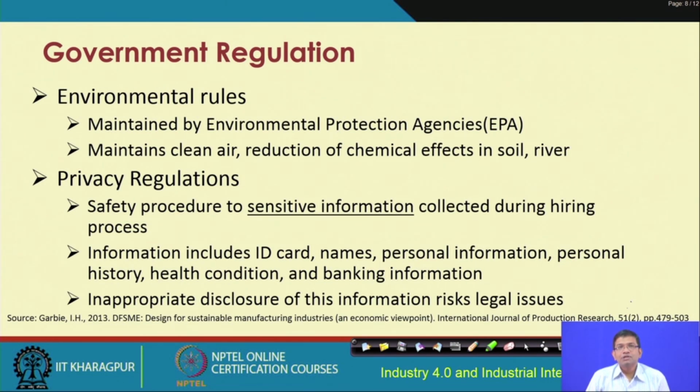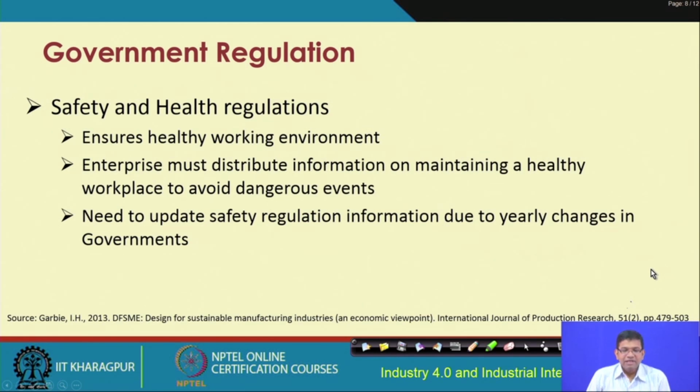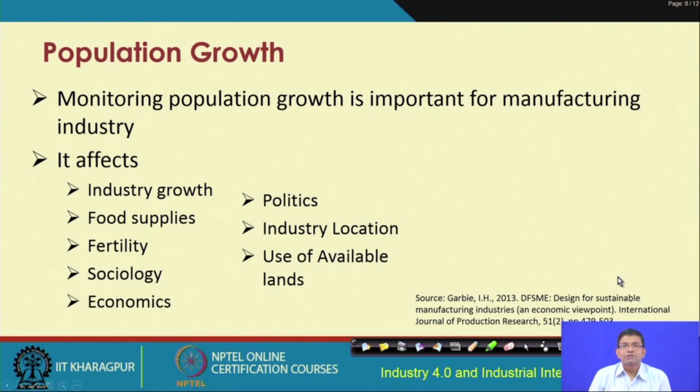Then privacy regulations basically concern the information, the safety and security of the information, particularly the sensitive information that is collected about the different employees and the different other stakeholders by a particular enterprise. Safety and health regulations will concern the health issues, providing a healthy working environment, and also the overall safety, workplace safety and so on. So, these are the different types of government regulations.